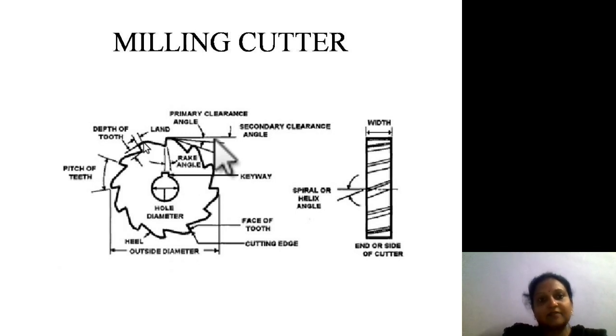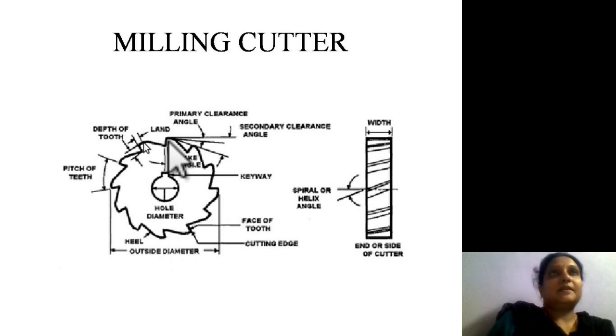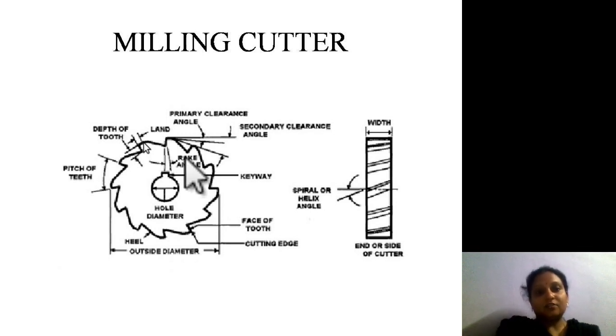And here we have some angles like the primary clearance angle and secondary clearance angle, and the purpose of these angles is for the easy movement of the tool, the easy movement of the workpieces or else the scrap over the tool. So this is about the nomenclature of the milling cutter.